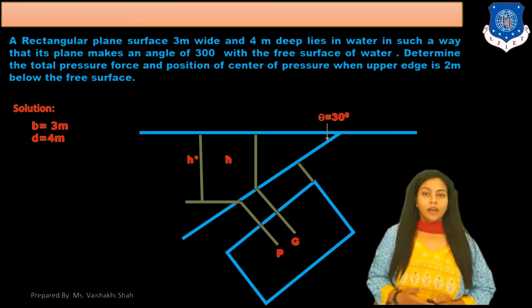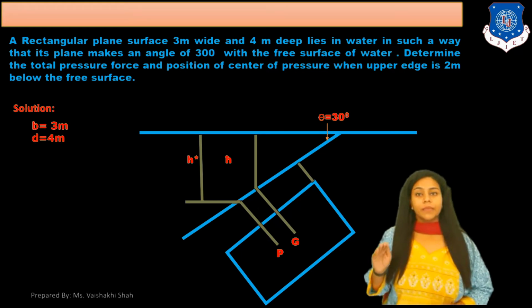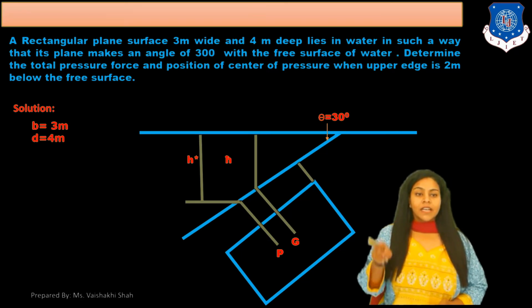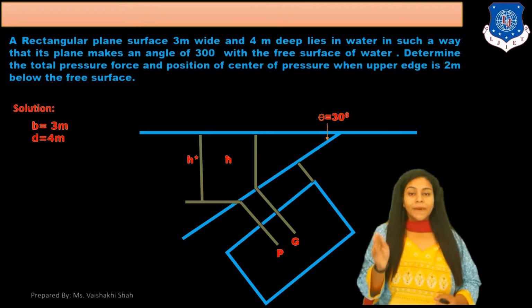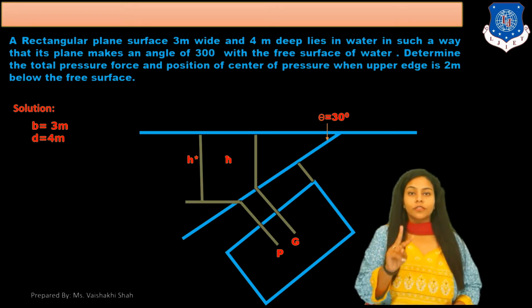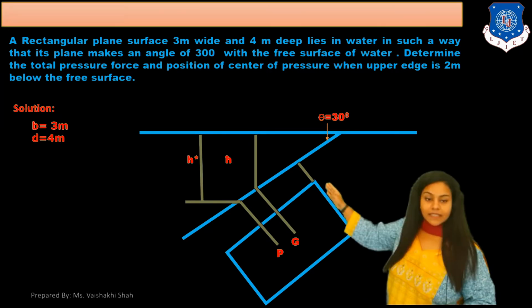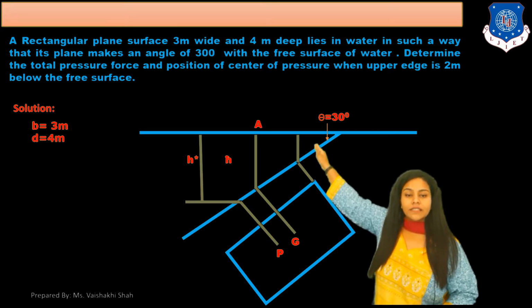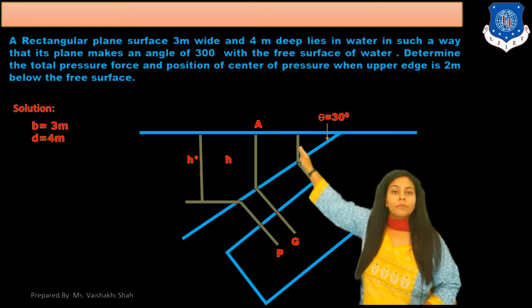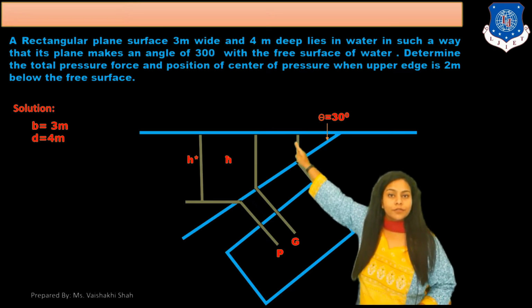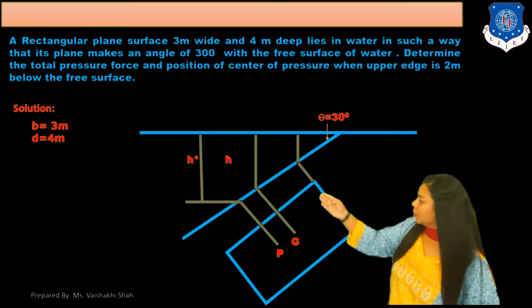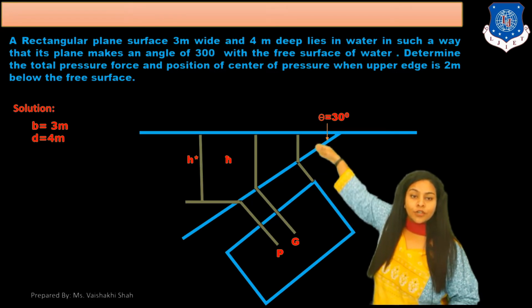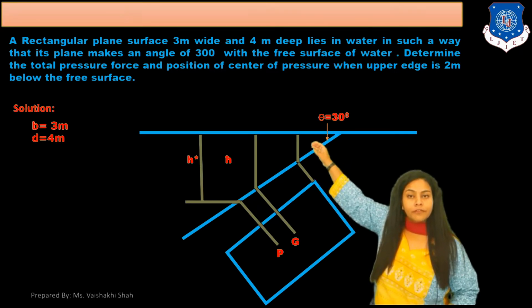The another thing given in the example is that the upper edge is 2 meter below the free surface. As we know, this is the upper edge of this rectangle. If we find this distance, then it is 2 meter. This distance given to you is 2 meter. So this upper edge is 2 meter below the free surface.